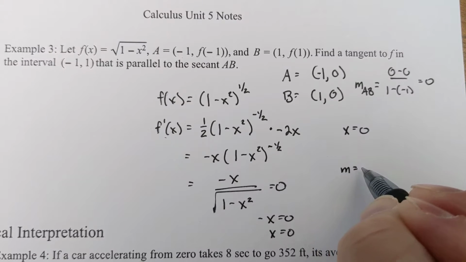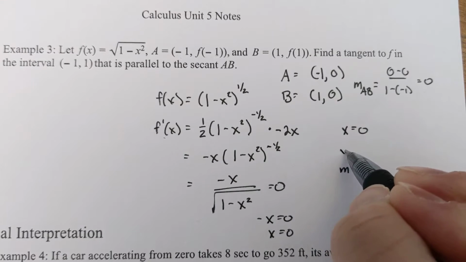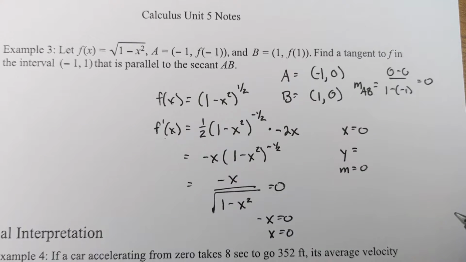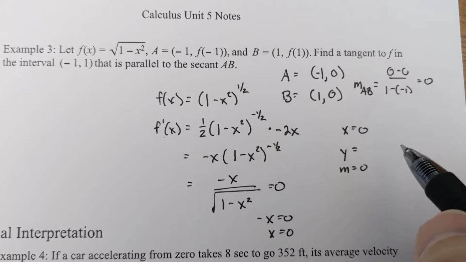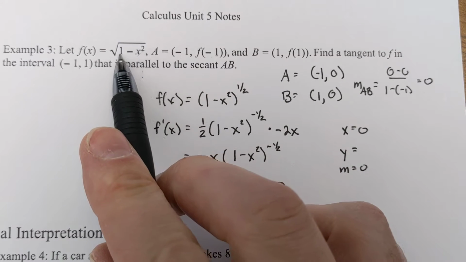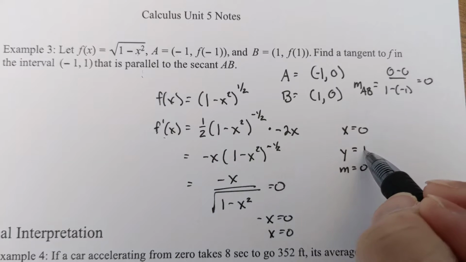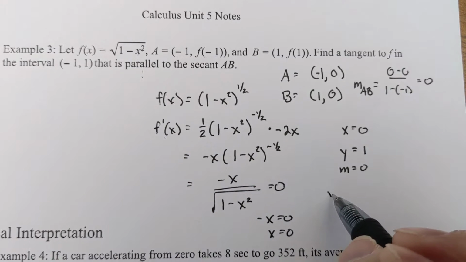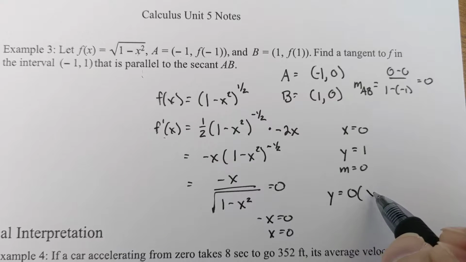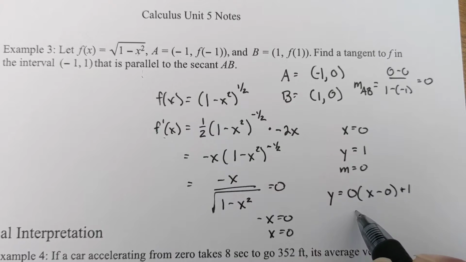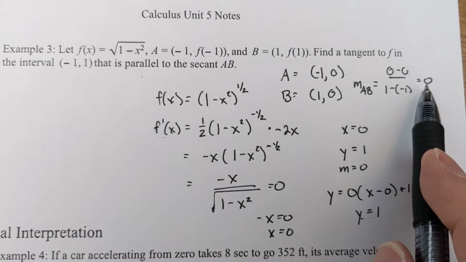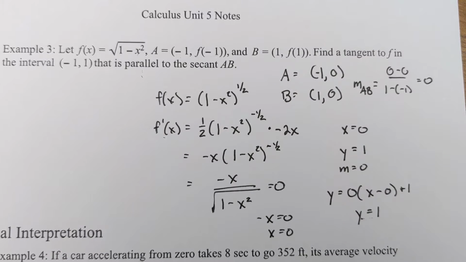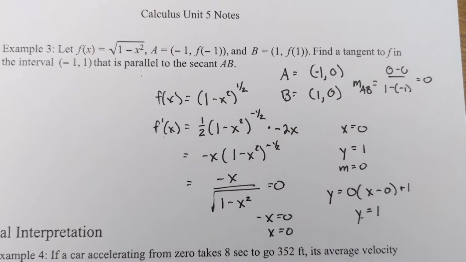I have my m value. It's right there. I just need my y value. So to find the y value, I plug x into my original equation. If I do that, I get 0 squared is 0, 1 minus 0 is 1, the square root of 1 is 1. So my equation would be y equals m(x minus x1) plus y1. So there is your tangent line that has the same slope as, parallel to, the secant, identical slopes.